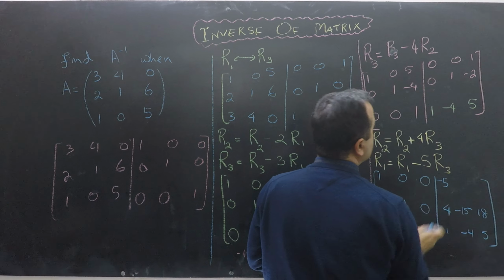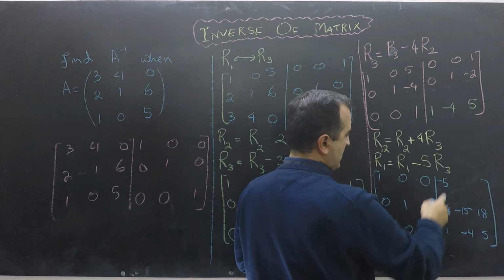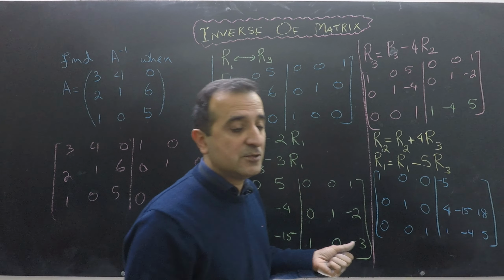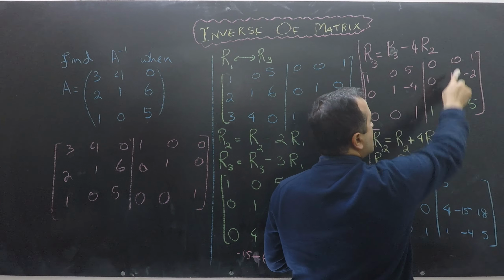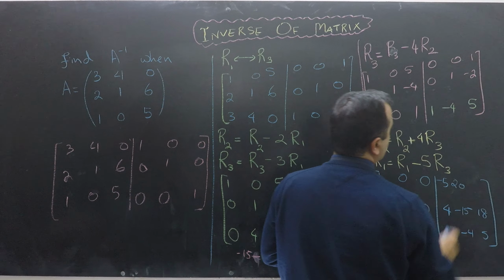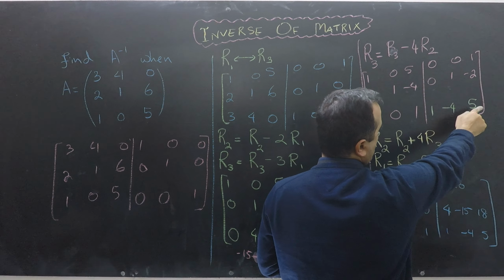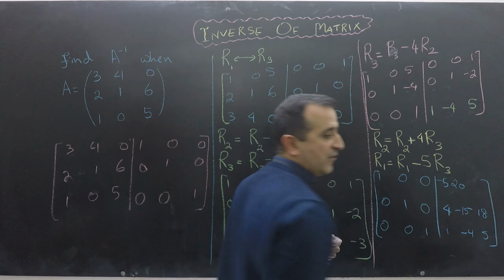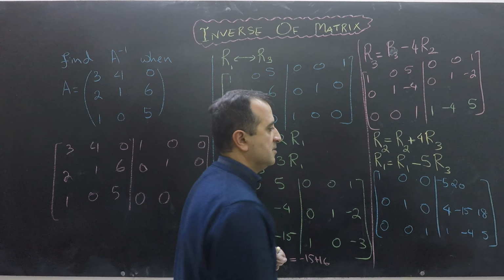Minus 5, and then we multiply this by 5, right? It will become minus 5, and it will become minus 20 plus 20. So here it's 0 plus 20, which is 20. We multiply this by minus 5, so it's going to be minus 25. So 1 minus 25 is going to be minus 24.